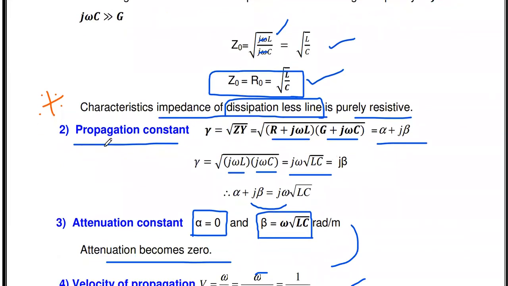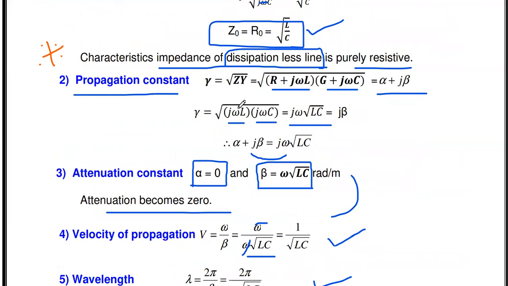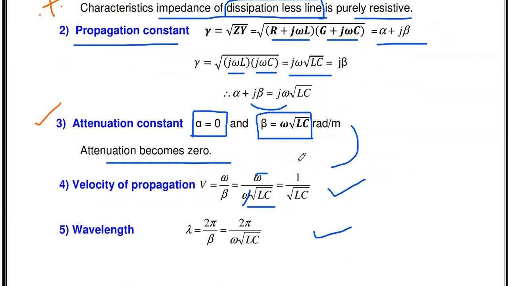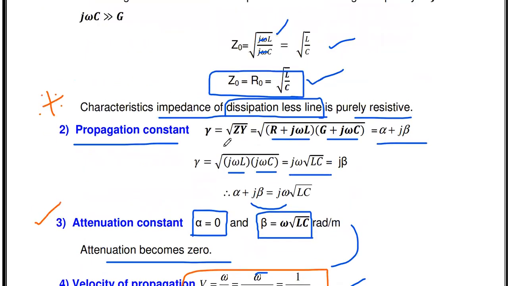Okay. Then the next one, propagation constant. In the propagation constant, gamma equal to j into beta. The attenuation constant of the zero dissipation line is 0, and the beta formula is omega into root LC. Then the velocity of propagation is equal to 1 by root LC, which is equivalent to the speed of light, and the wavelength formula is 2 pi by omega into root LC. So these are all the formulas, you just remember them, and we will solve problems related to this in the next video.